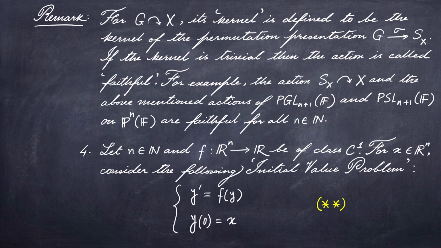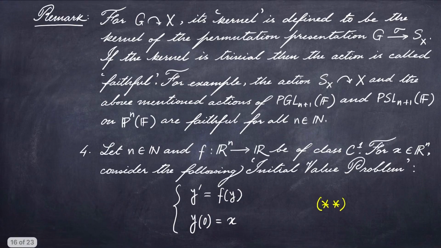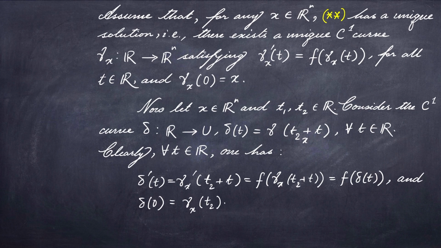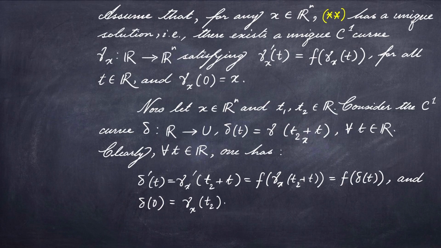So let n be a natural number and let f be a continuously differentiable function from Rn to Rn. For each x in Rn, we consider the following initial value problem. Assume that for every x in Rn, this IVP has a unique solution. What I mean by this is there's a unique C1 curve from R to Rn satisfying these two conditions. Let me tell you that it is not the case that for any f a solution will always exist, and even if the solution exists, there is no guarantee that this solution will be defined over the whole R.